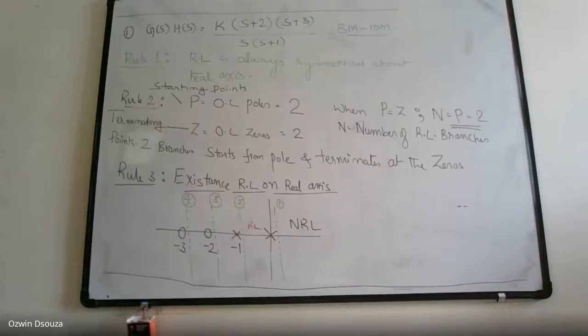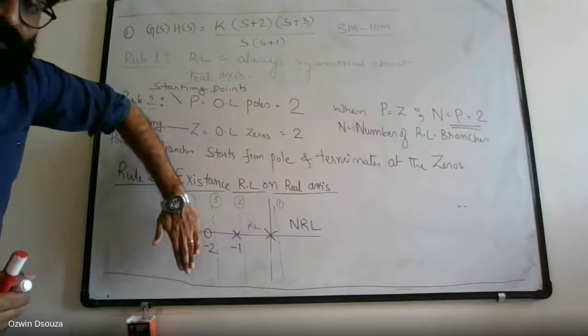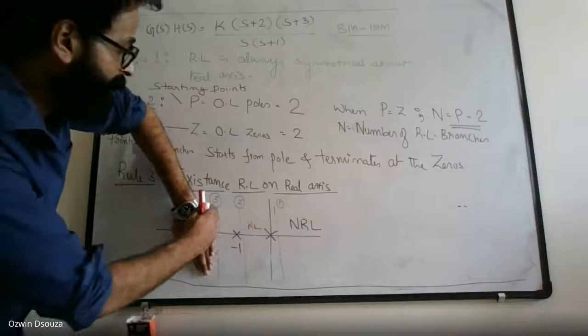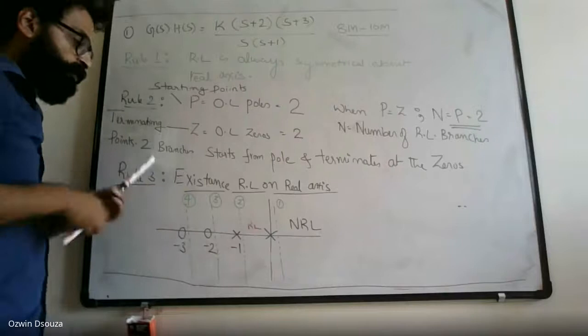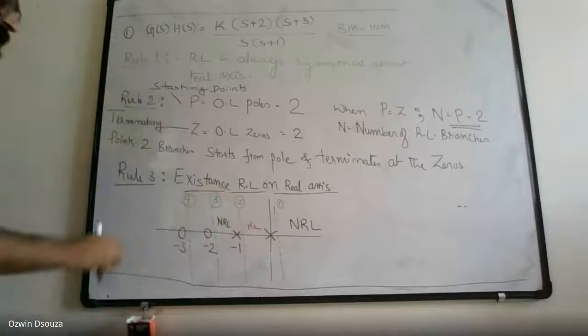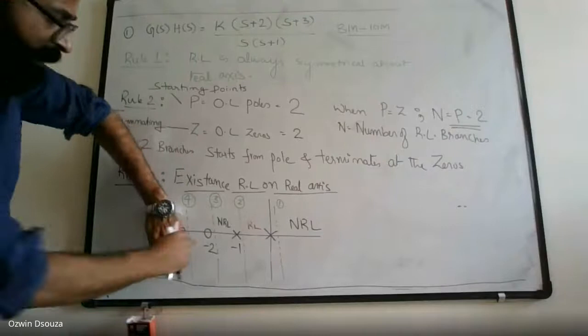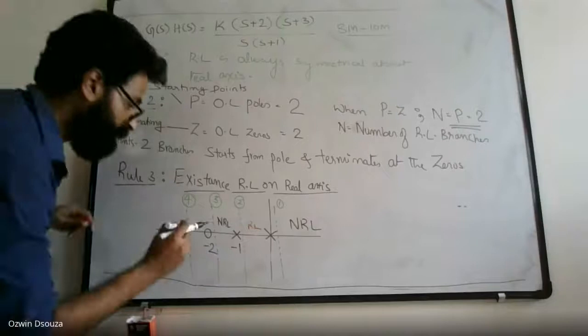The third root you consider, which is essentially a zero. Cover that root and count how many poles and zeros are lying on the right hand side of section 3. You have two poles. So the count is even, hence between minus 2 and minus 1, no root locus. So you can write NR. And what happens at the fourth section? The count becomes 1, 2, 3. That's an odd number. So whenever you have an odd number, you will have the root locus branch.